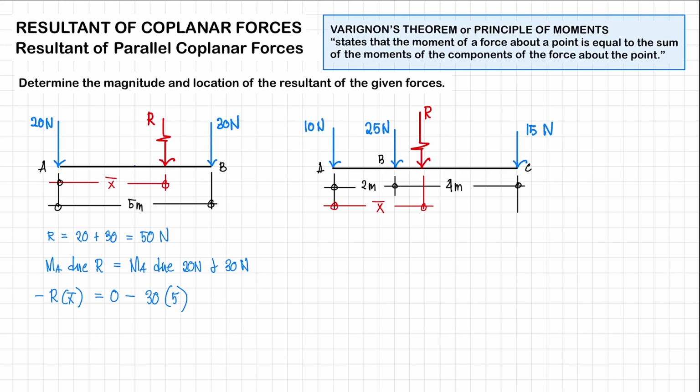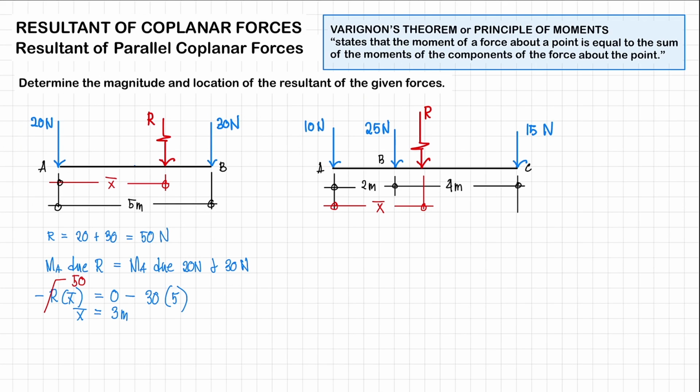So we have already solved for your resultant force. This is going to be 50 newtons. And solving for your bar X, let's change the color. Solving for your bar X from this equation, this is going to be equal to 3 meters.